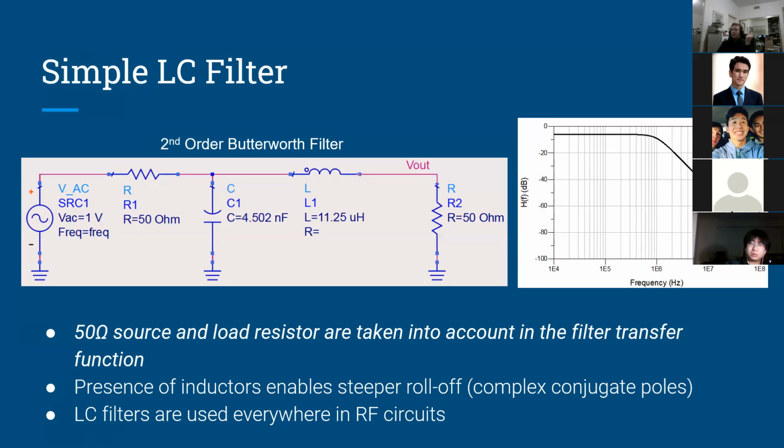So the main difference between RC filters and LC filters is the presence of this inductor and the lack of any resistors, except for the source and load resistors. And because we're only using reactive components in the filter, there is ideally zero loss in the filter because reactive components can't dissipate power.